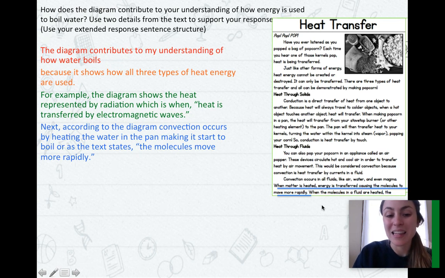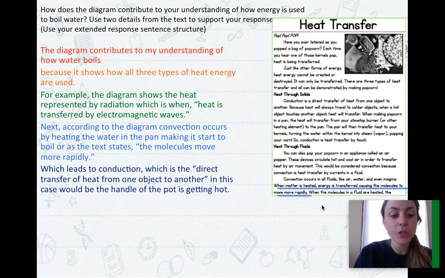Then I have my last detail, which leads to conduction. Again, I got that from our diagram on the back side of the article, which is direct transfer of heat from one object to another. In this case, it would be the handle of the pot. The handle of the pot is getting hot.